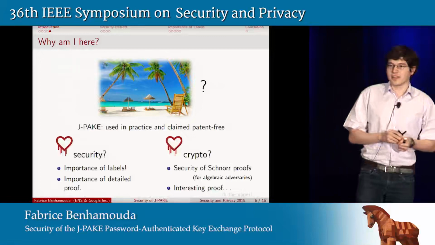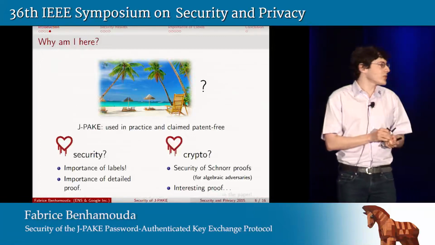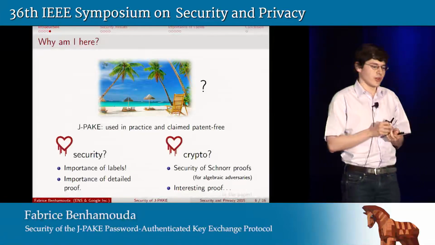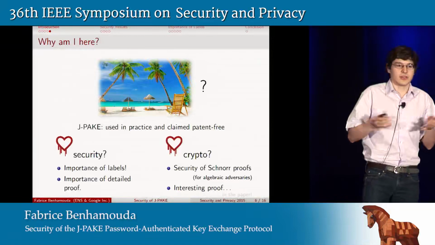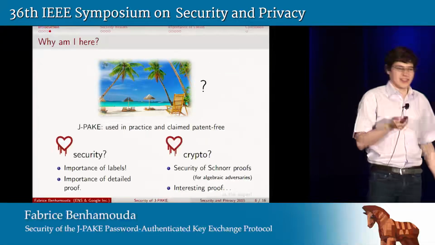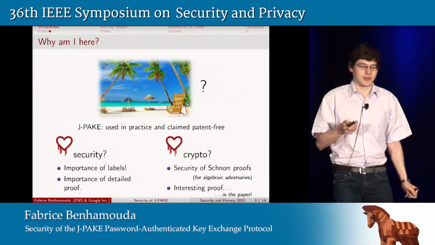And if you are more interested in crypto like me, you will see that Schnorr proofs are much more secure than they seem to be if you consider a slightly weak model of algebraic adversary, but this is still a reasonable model in practice. And you will also see an interesting proof of PAKE protocol, but only in the paper.